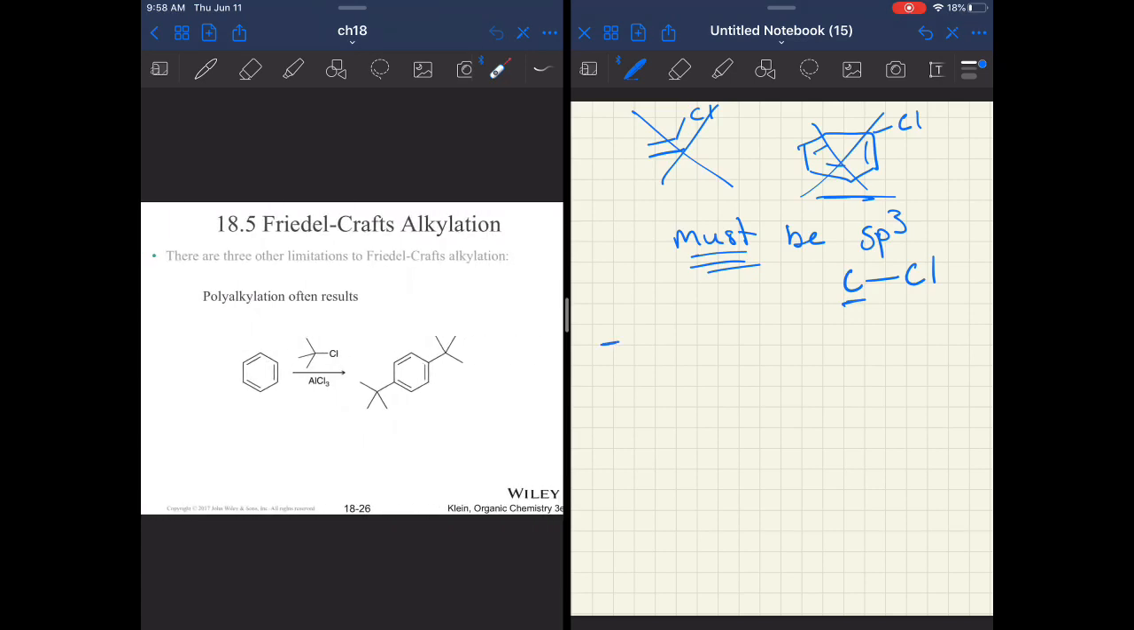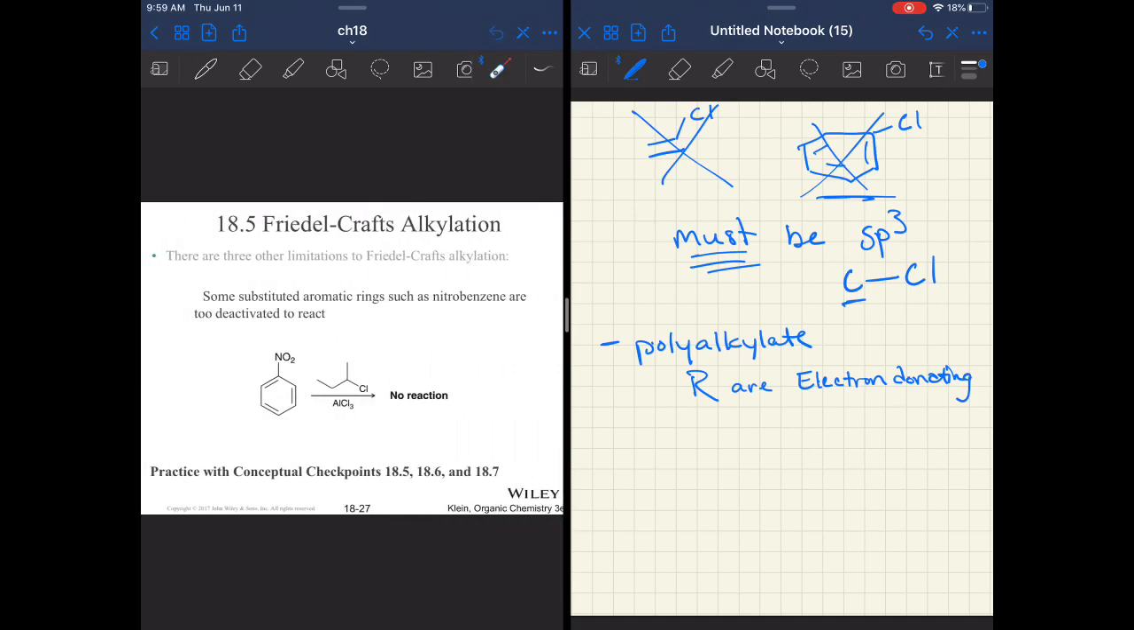It also can polyalkylate. Right? This means that once you add one R group, it's pretty easy to add multiple R groups. Now, it's not something I want you to worry about too much, but that is a practical concern. The reason that this happens is because R groups are electron donating, and if you are adding electron density into the ring, that only makes it more reactive.